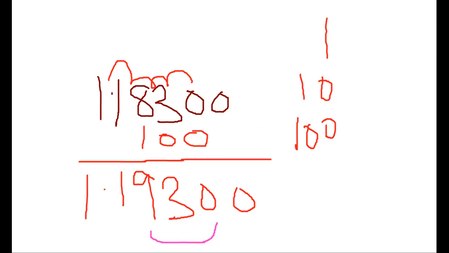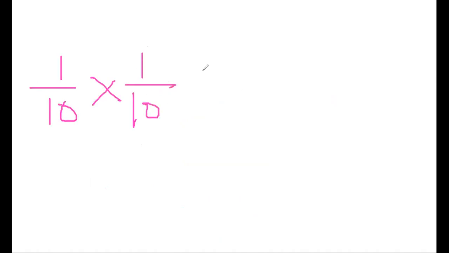Here you have one over 10 times 1 over 10. 1 times 1 is what? 1. Then 10 times 10 is what? 100. So this will give you 0.01.